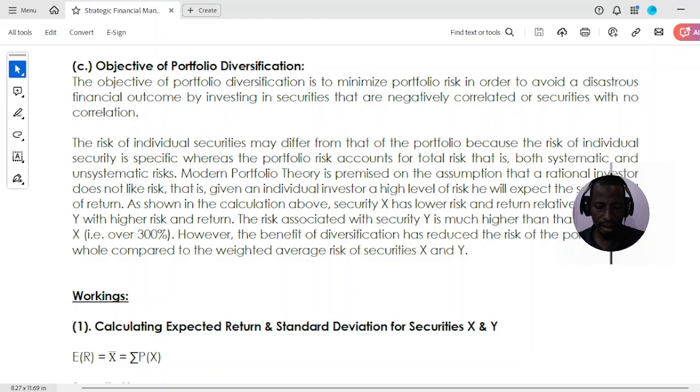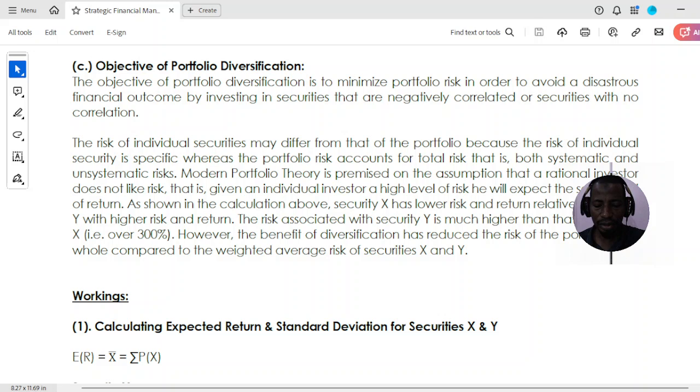So let's quickly look at that. The objective of portfolio diversification is to minimize portfolio risk to avoid a catastrophic financial outcome by investing in securities that are negatively correlated or securities with no correlation. The risk of individual security may differ from that of the portfolio as a whole because the risk of individual security is specific, whereas the portfolio risk accounts for total risk. That is both the systematic and the unsystematic risk.